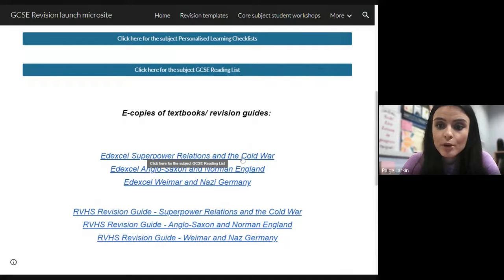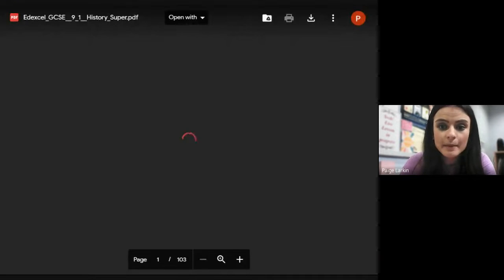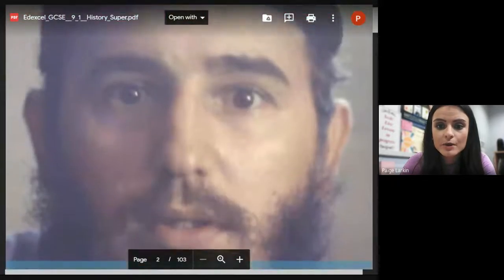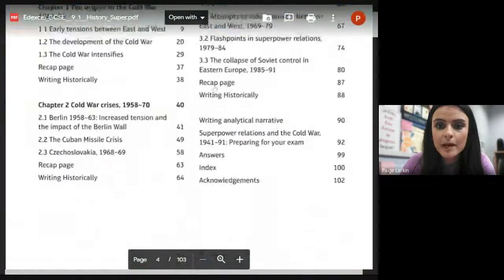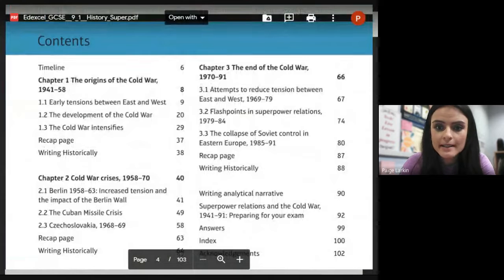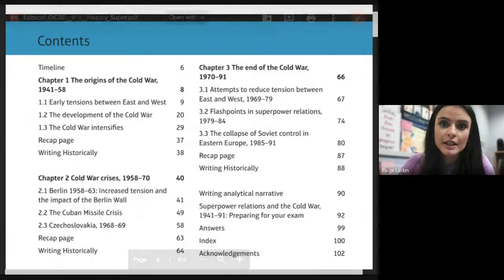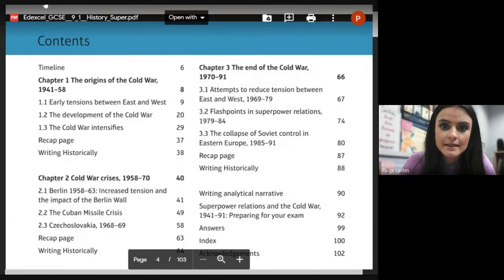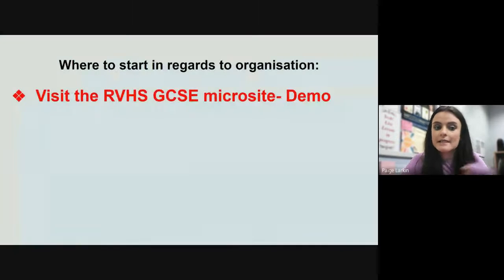And for example, if I was to click on the Cold War Textbook, it opens as a PDF, which is great. You scroll down and you'll see a bit of a blurb, and you'll see the contents page, and it breaks it down chapter by chapter with all the little subheadings for you. So it makes that revision easy to condense. Okay. So back to my main page then.